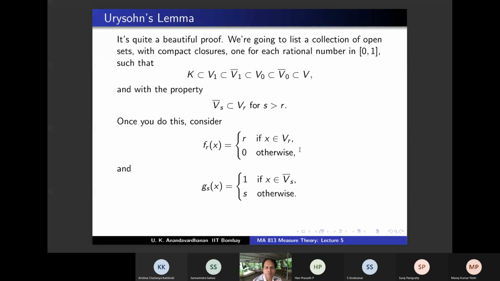And consider gS to be 1 if x belongs to VS bar and S otherwise. You check that all these gS, this is not a characteristic function, but still, you can check from the definition that gS are upper semi-continuous. Okay? How are fR and gS related? Can you say fR is less than or equal to gS, or fR is bigger than or equal to gS, or something like that? Is there an inequality between them?